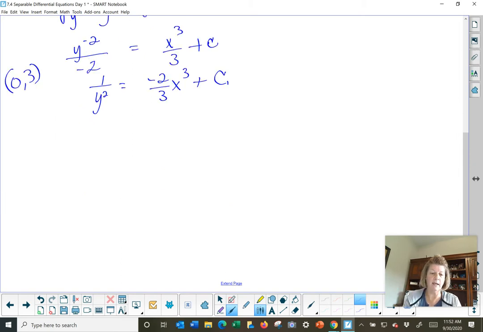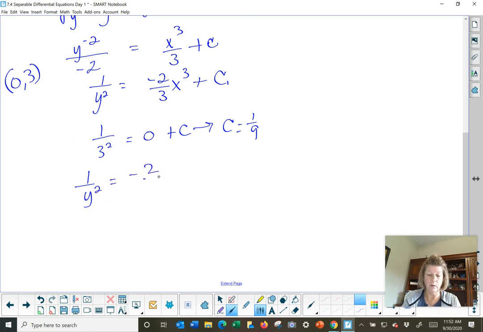Now let's plug in our initial condition. And it looks like then c is equal to 1/9. And I'm going to go back to the form that it was just before finding c. 1 over y squared equals negative 2/3 x to the third plus 1/9. Now solve for y.